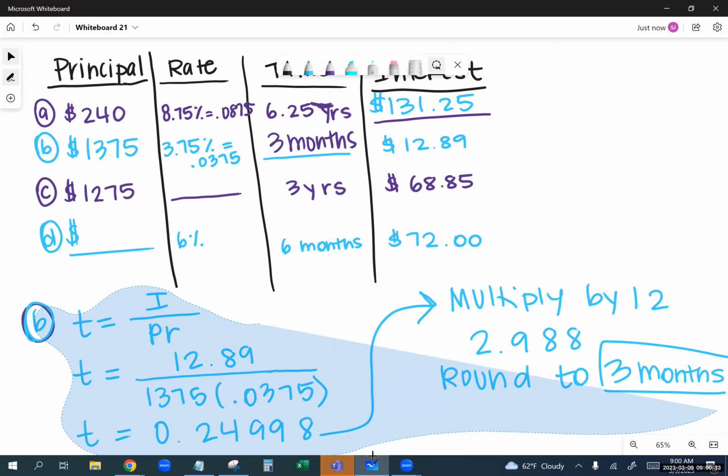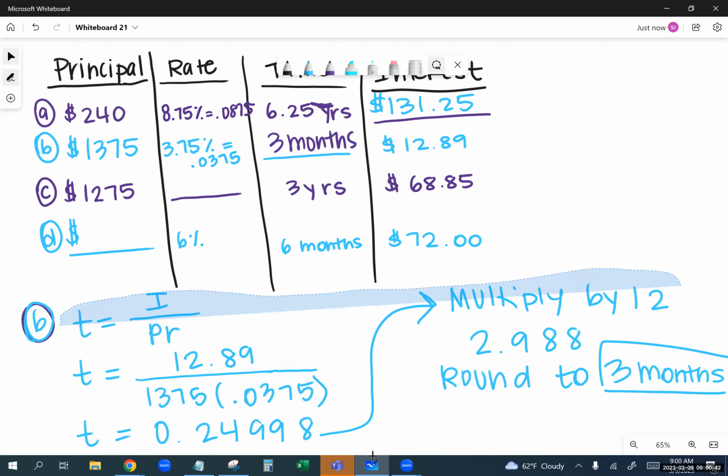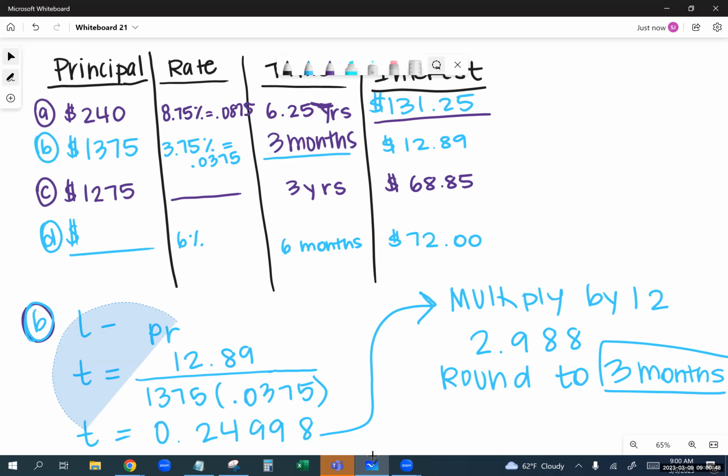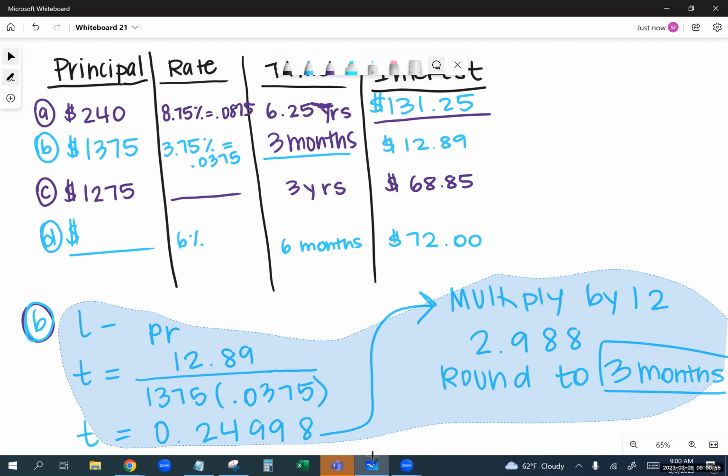For C, what are we finding? Whenever you find the rate, what you do is R equals I divided by P times T.